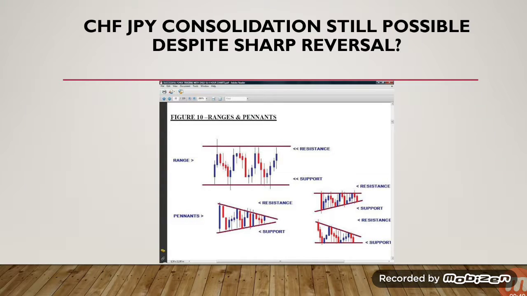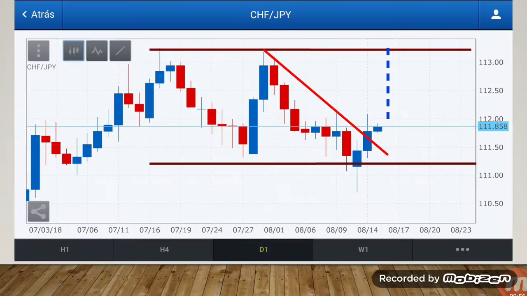Now, taking a look first of all at what we had assessed yesterday on the Swiss franc Japanese yen, which was forming a consolidation. So the question now, based on the movement that has taken place over the last 24 hours, is whether or not a consolidation setup is still possible.